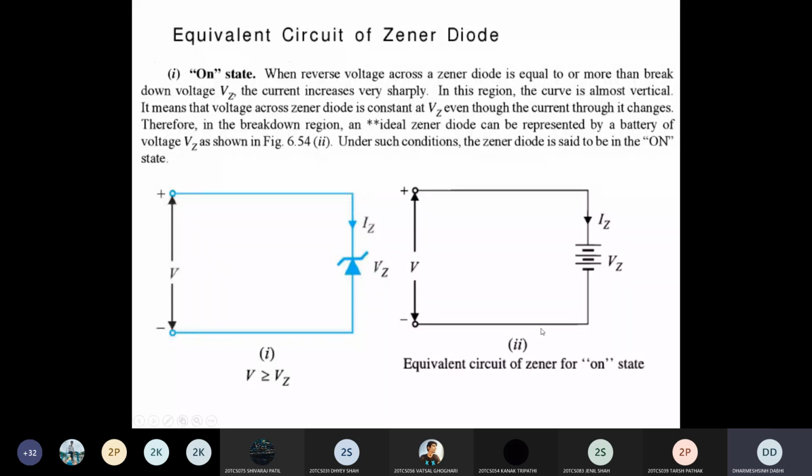So this is the on state of the Zener diode. Now, when can we say that your Zener diode is in the off state? Yes, anyone can guess: when can you say that your Zener diode is in the off state? For which condition?